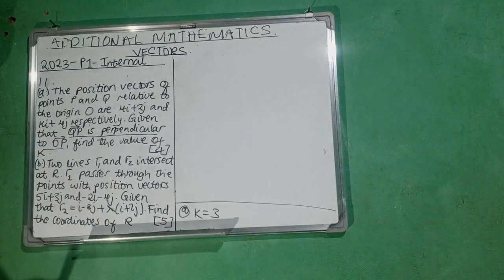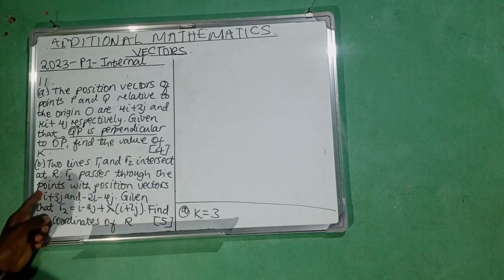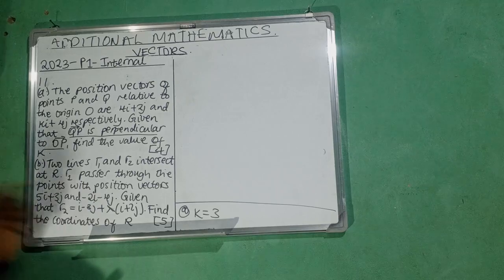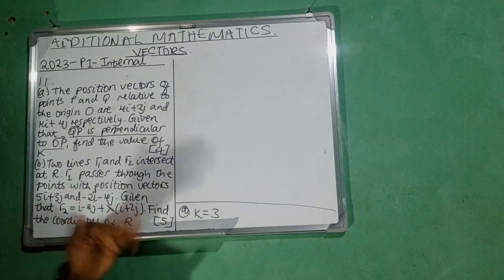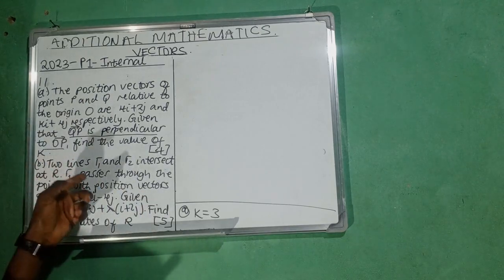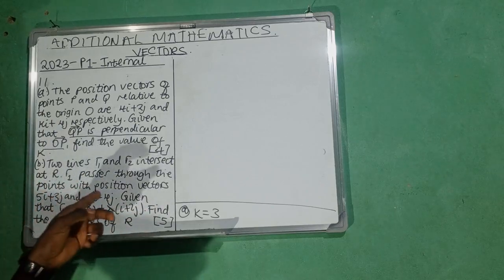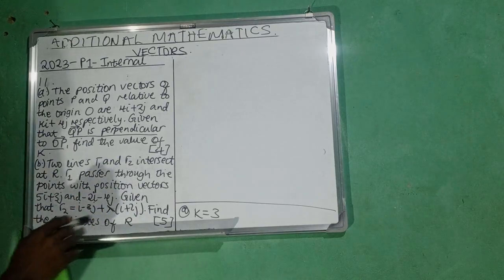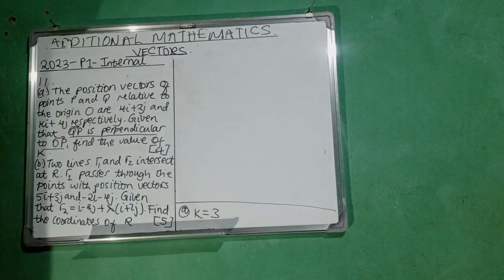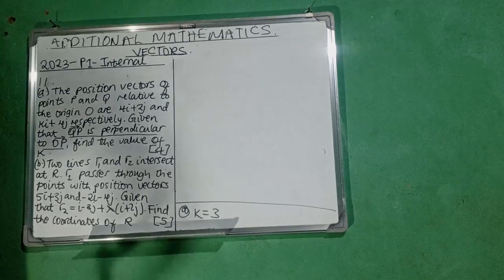Two lines R1 and R2 intersect at R. R1 passes through the points with these position vectors. Given that R2 has this vector equation. They want us to find the coordinates of R, where they intersect. What do we do? In this case, we need to form two scalar equations.